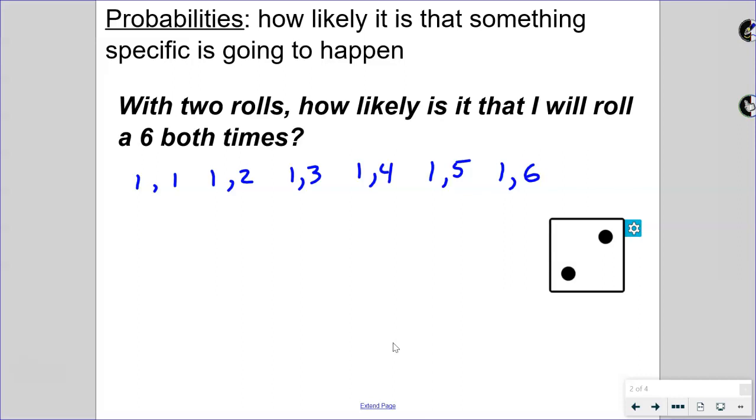Those are all of the possibilities when I'm rolling a 1 on my first turn. But those are not all of the possibilities, because it turns out that it's not a guarantee that I'm going to get a 1 on my first turn. So now I'm going to keep going. I'm going to say, okay.